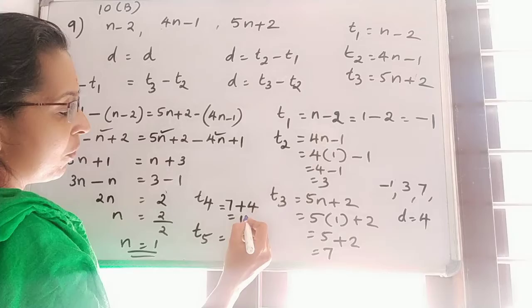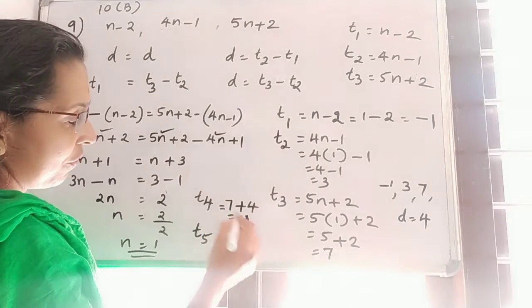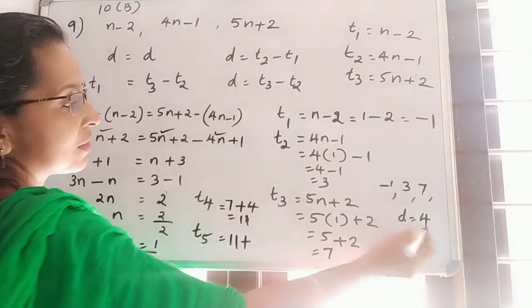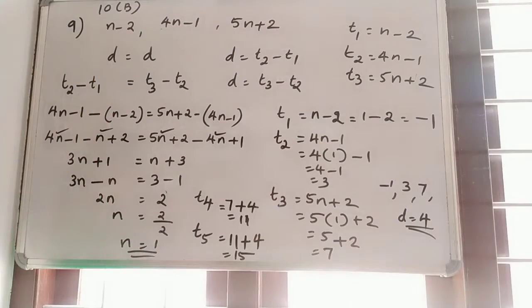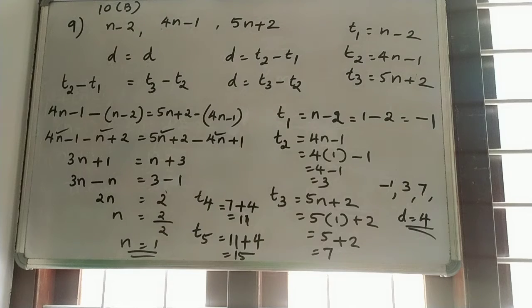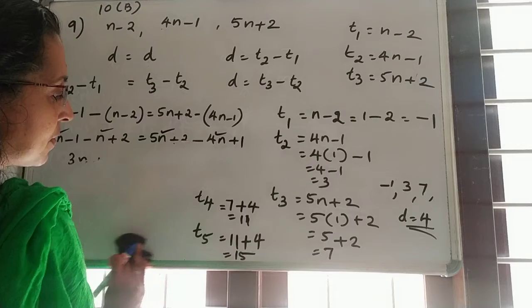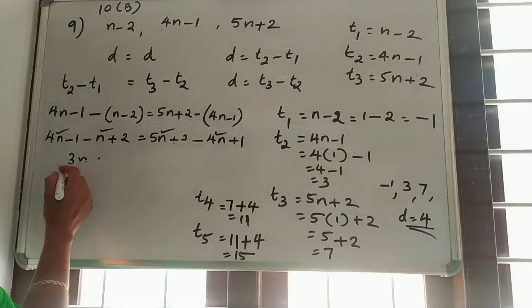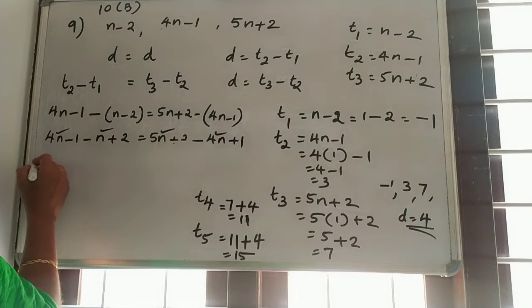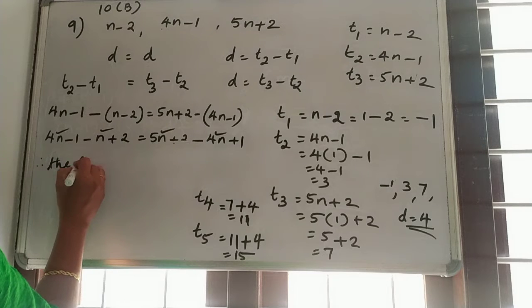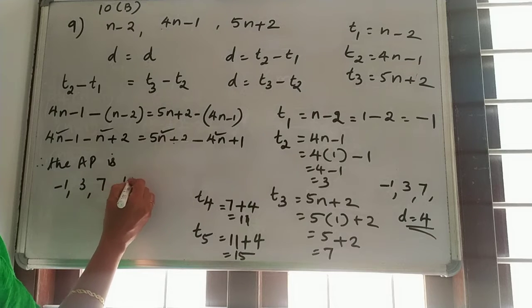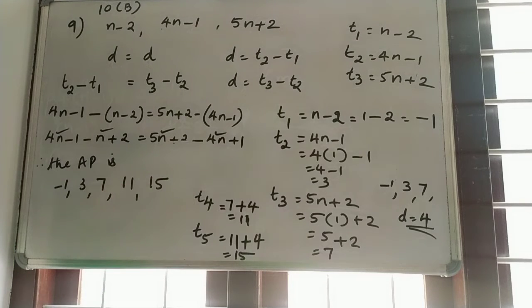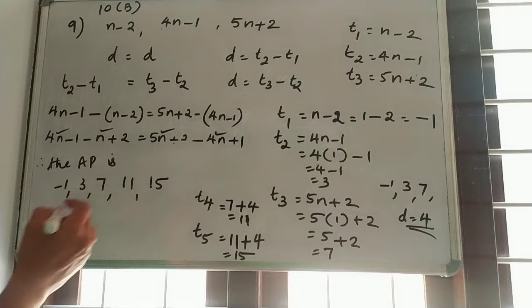So T5 will be what? 11, that is T4, plus common difference 4, 11 plus 4 is equal to 15. Therefore the next two terms are 11 and 15. So finally we can write, therefore the AP is negative 1, 3, 7, 11, 15, etc.